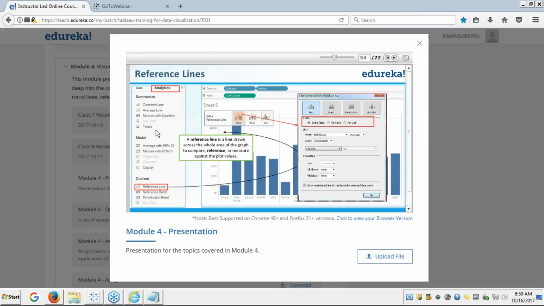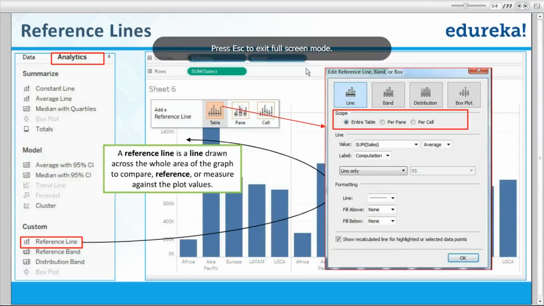Okay, so 95% confidence intervals, I'll just show that to you, Manikanda. Just give me a moment.